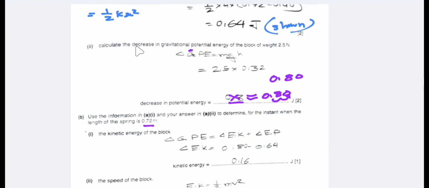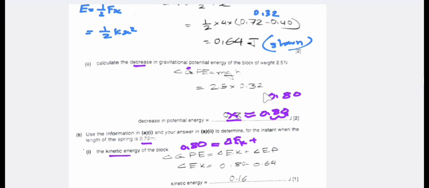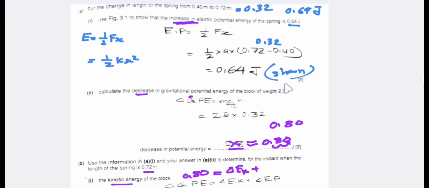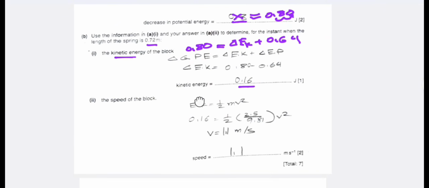So the decreasing gravitational potential energy, 0.80, is equal to the increasing kinetic energy, which we need to find, that is ΔEK, plus the increasing elastic potential energy, that is 0.64. So the increasing kinetic energy is 0.80 minus 0.64, that is 0.16 to two significant figures. So this is the increasing kinetic energy.